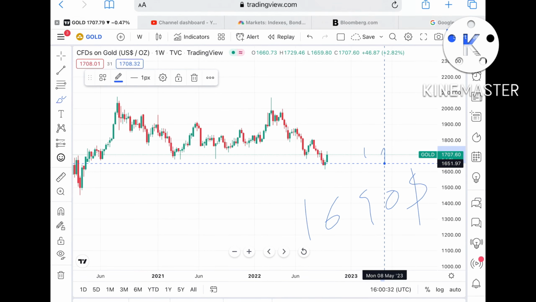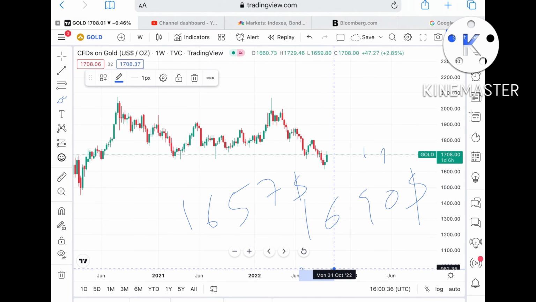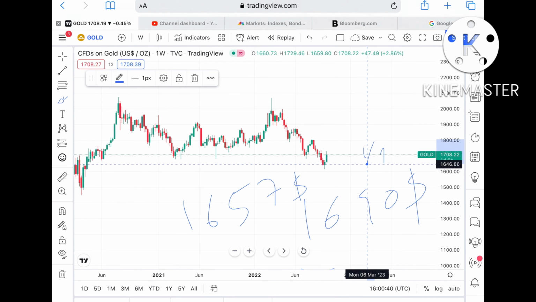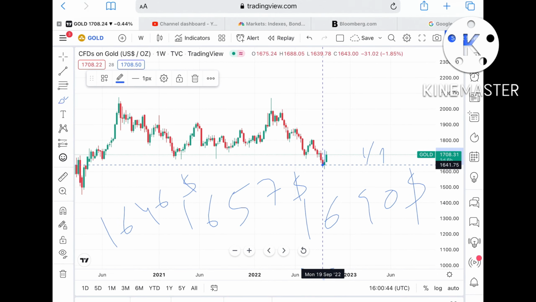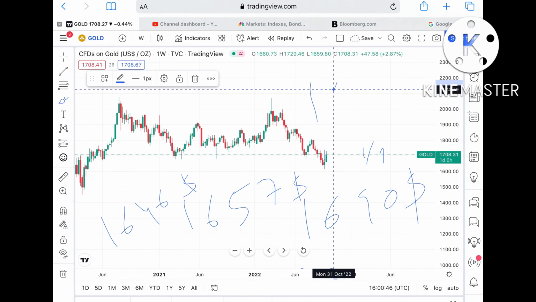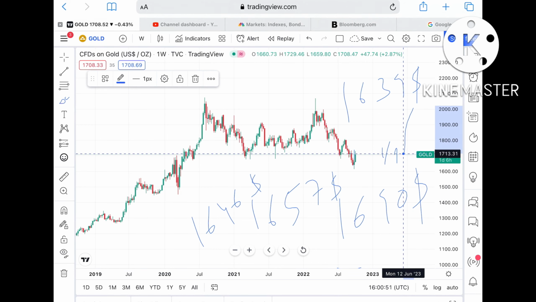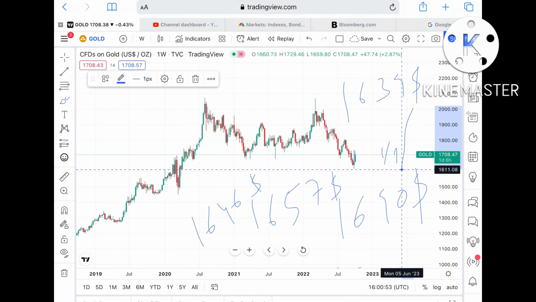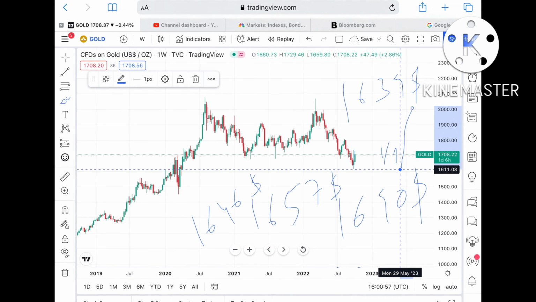If this level doesn't sustain, we can see it can move further down towards a level of around $1657. Once the price falls below $1657, there is a higher probability that it can move further low, and the probability of touching 1646 will be there, and from there it can move further down towards a level of $1639. Once the price falls below 1639, there will be a higher probability that it can go further down towards a level of around 1611.